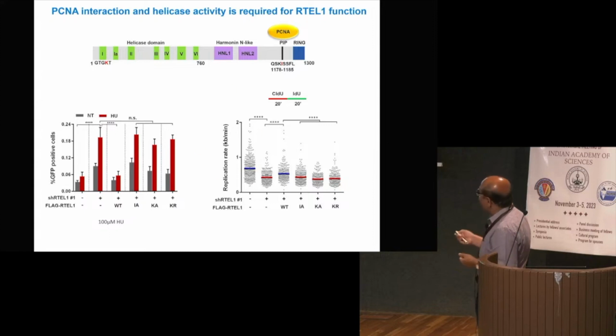So RTEL1 is a PCNA interacting helicase. We wanted to test whether its interaction is required for suppressing homologous recombination during DNA replication. So we made an isoleucine to alanine mutation in the PCNA interacting motif, and we studied the HR events using the reporter system. Here are the GFP positive cells. Compared to the control cells, there is a 4 to 5-fold increase in GFP positive cells. That means HR events are high, which can be rescued upon wild type expression of RTEL1, but not the PCNA interacting motif mutant.